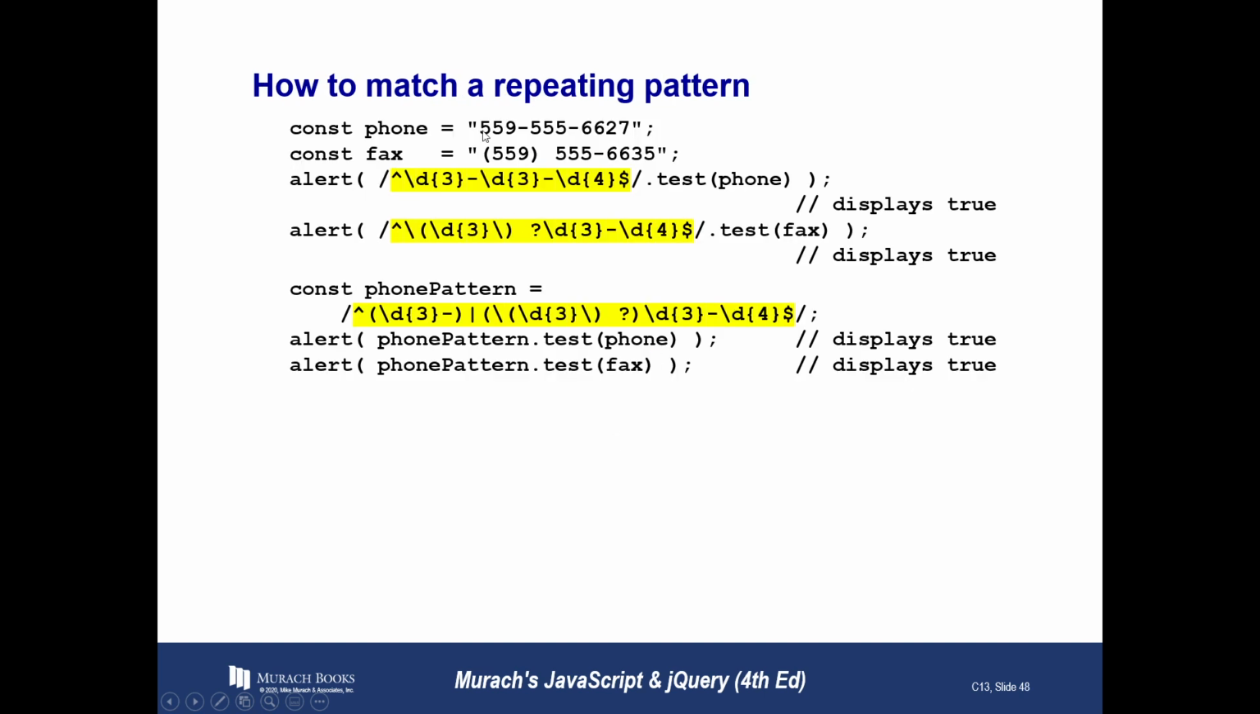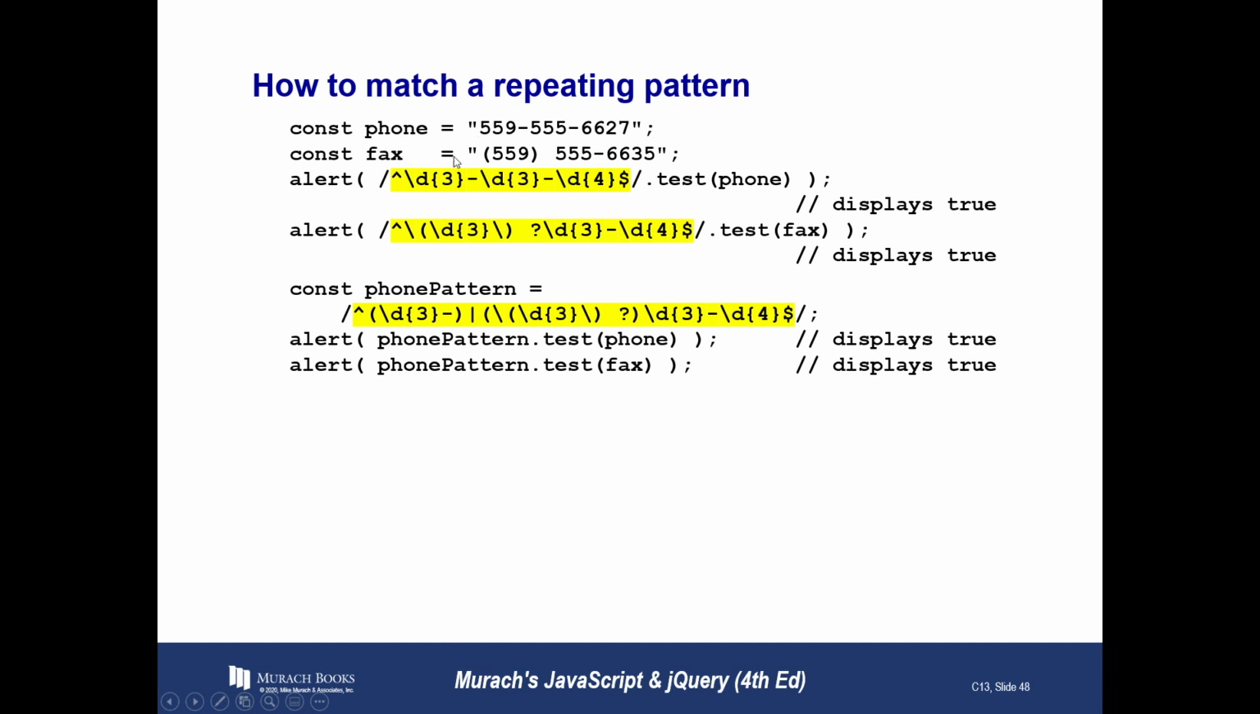So here we have 3 numbers dash 3 numbers dash 4 numbers. We can easily represent that with slash d, which means a digit, and then between brackets 3, which means I want a digit 3 times, then a dash, then a digit 3 times. This one, digit 3 times, is at the beginning of the string, and then a dash, and then a digit 3 times, and then a dash, and then a digit 4 times at the end of the string. Okay, and this displays true because that's what we have here in the first one, in the phone.